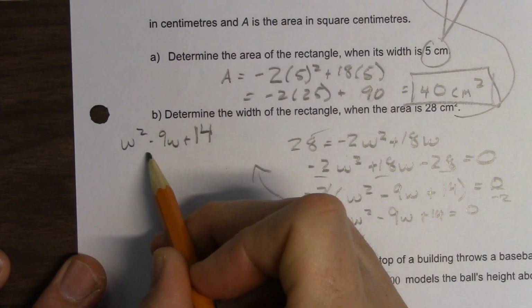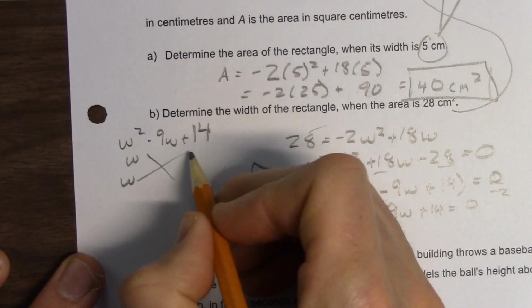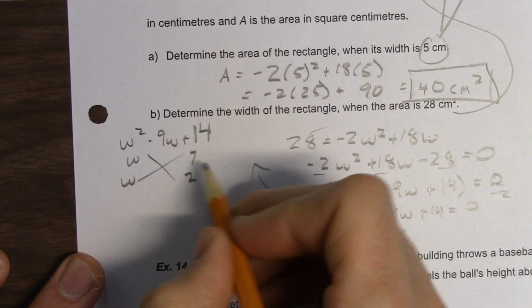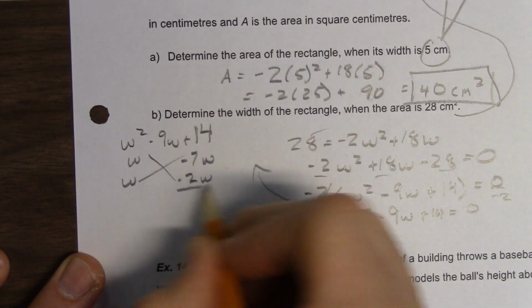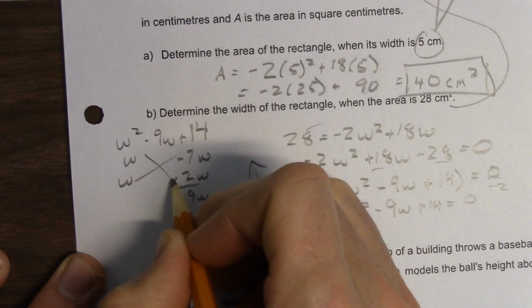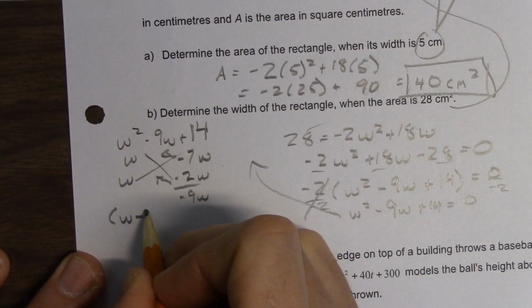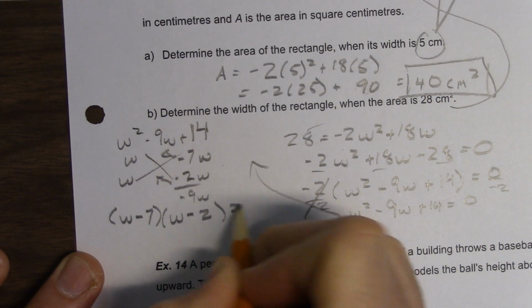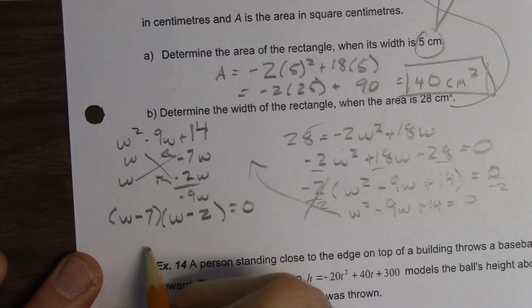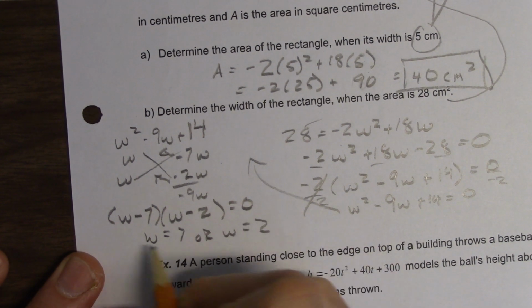If we use our crisscross method here, we get W and W, and for 14 we can do 7 and 2. Can we use 7W and 2W to make -9W? Yes, they both should be negative, and these signs come in here. So we get W minus 7 times W minus 2 equals 0. W is equal to 7, or W is equal to 2.